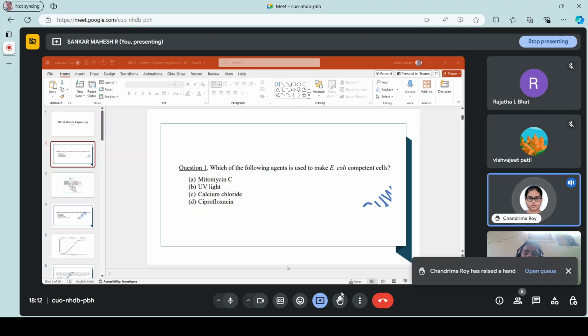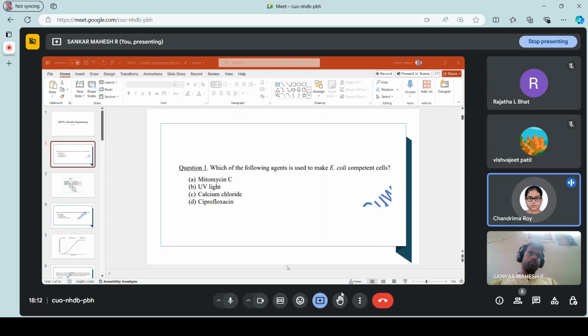Competent cells are those cells which are able to take up the DNA, the recombinant DNA. Should it only be recombinant DNA? It can be any actually. It's not only recombinant, any foreign DNA, exactly. Right. It can be any DNA, any external DNA, anything from its environment.